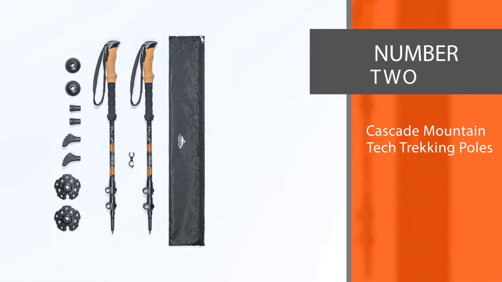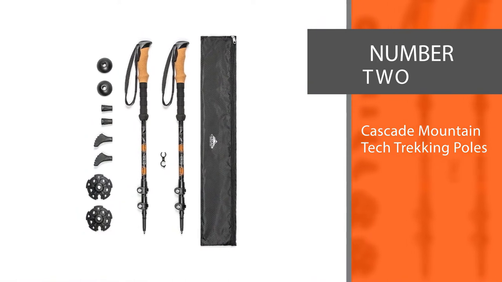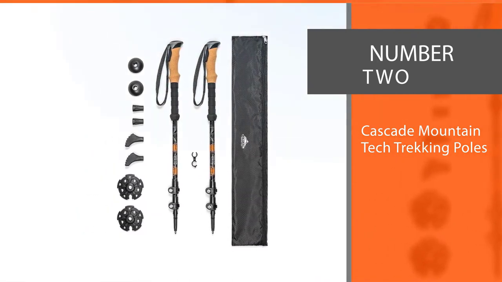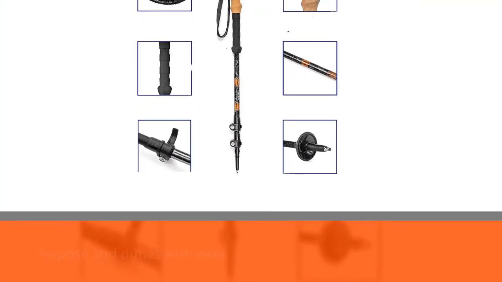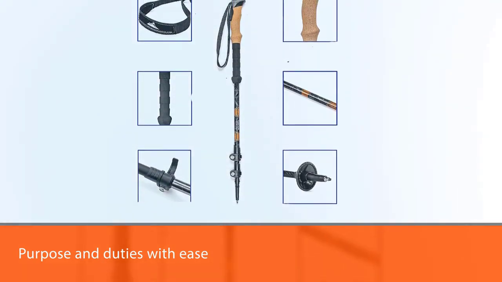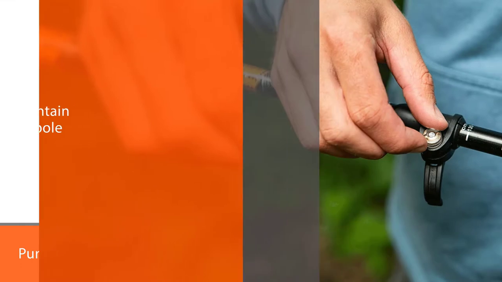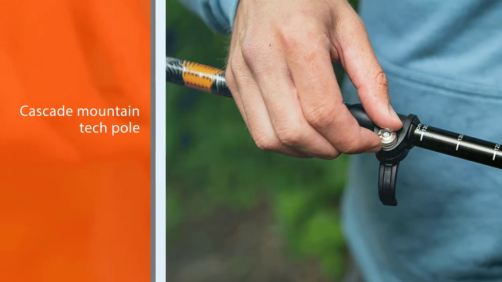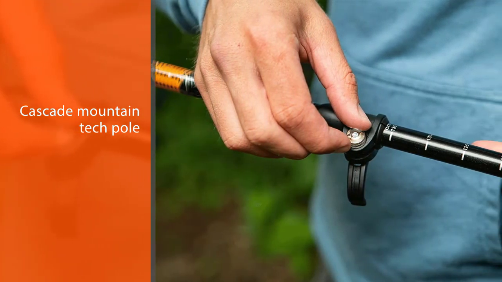Number 2. Water Storage Cube BPA Free Collapsible. Affordable and space-saving with a large capacity, the Water Storage Cube Collapsible Water Container is one of the best water storage containers for the money. It can hold up to 5.3 gallons, depending on the size you get.